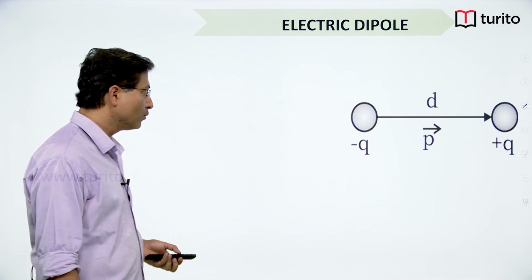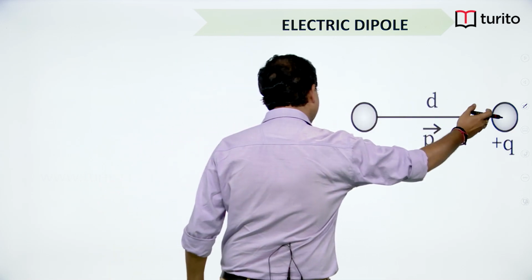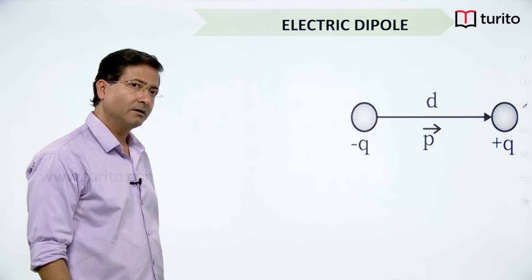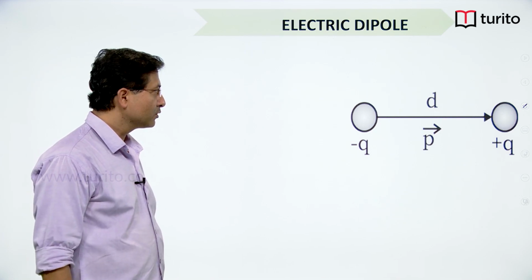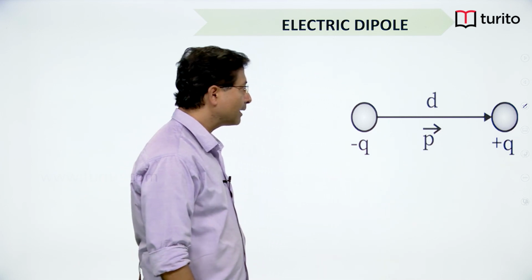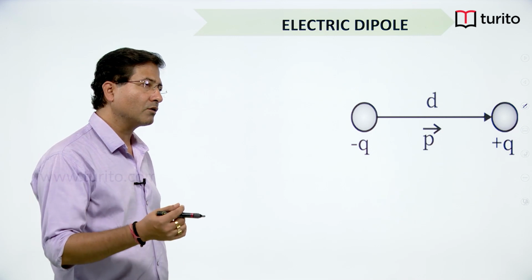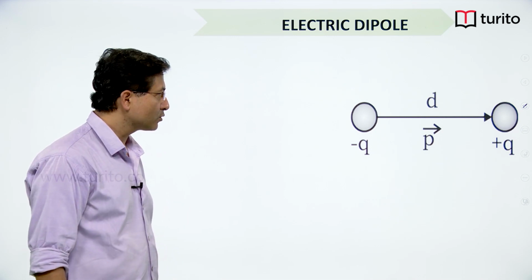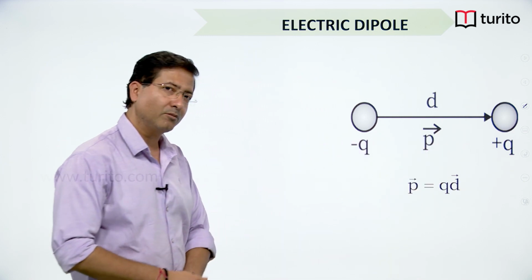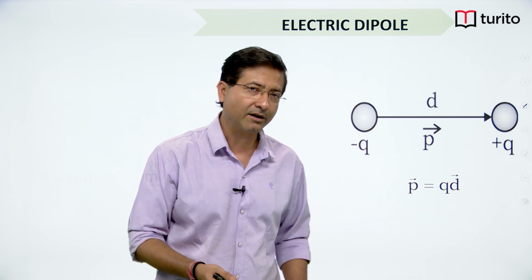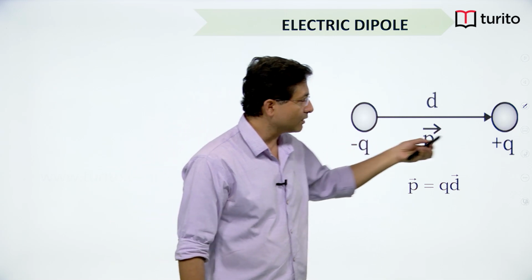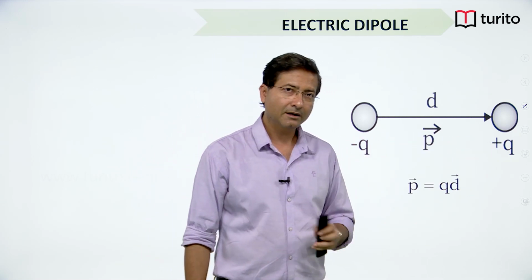So, one positive charged particle and another negative charged particle kept at a certain distance, this system is called an electric dipole, right. For this we defined a physical parameter called dipole moment, and the dipole moment is defined as the charge on one of the particles into the separation. So, q into d, d is the separation between them. As the dipole moment is a vector quantity, by convention we define its direction from negative charge to positive charge, right. So, from negative charge towards positive charge, this will be the direction of dipole moment.